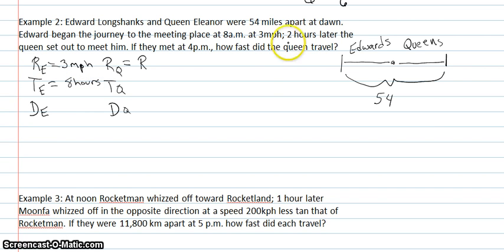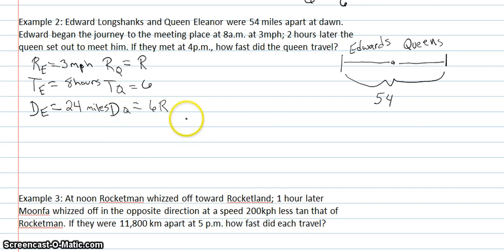Now the queen started 2 hours later, so we just simply subtract that 2 hours from 8 hours, and that's going to give us 6 hours for the queen's time. And then to get the distances, for Edward's distance, all I need to do is multiply the 3 and 8, which is 24, and that'll be miles. And for the queen's, I'll have 6R, because rate times time equals distance.